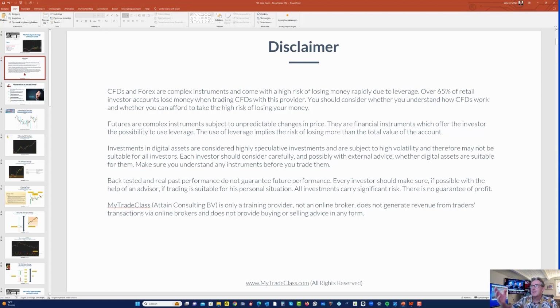Disclaimer, as always, please be aware that CFD, Forex, futures, whatever you trade, are products or instruments which you can trade with leverage, and leverage means that you can actually lose more money than you have on your account. So please be careful with that. You can learn the business with demo accounts. You even have prop trading firms today where you can test these kinds of strategies, and you can gain some experience with these instruments. So please do.